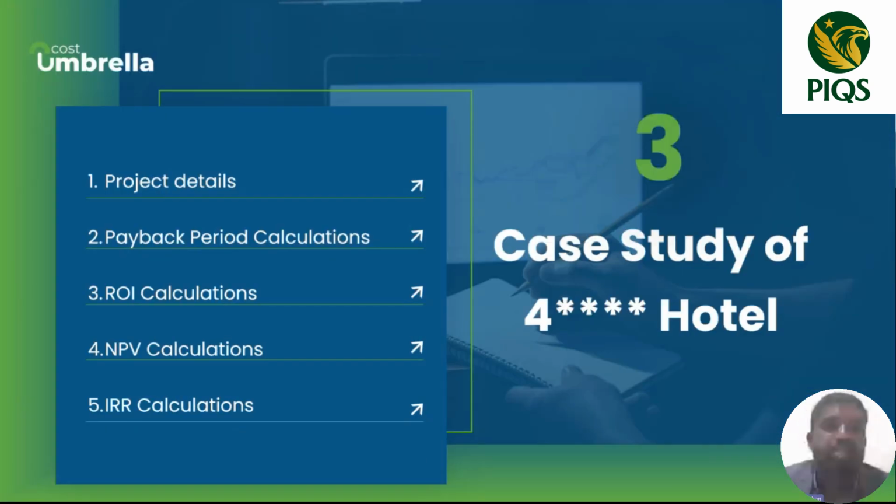Yes, a case study of a four-star hotel. Due to confidentiality issues and ethical problems, the numbers are not actual. Some of the project data is actual, and some is assumed for explanation purposes. Now, what I'm going to do is implement the same concepts I discussed in a real construction project. So we can go to the project details, guys.